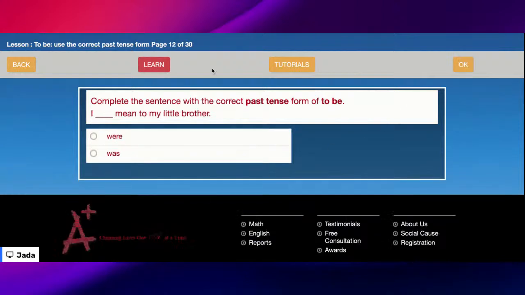All right. I dash mean to my little brother. What's the right answer here? What's this one? So I was mean to my little brother.